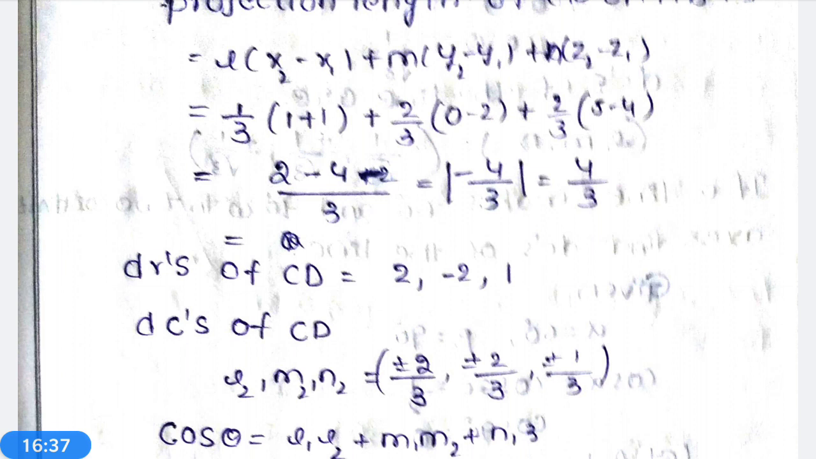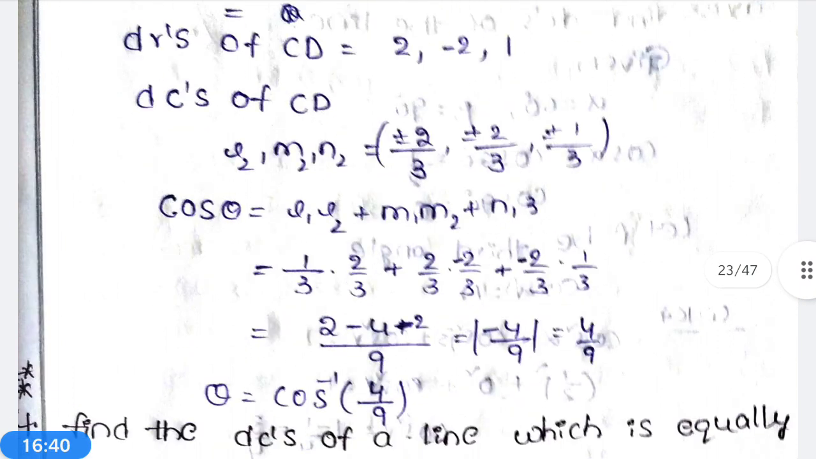Therefore, DCs of CD l2, m2, n2 are equal to 2 by square root of 2 square plus minus 2 square plus 1 square, root 9, 2 by root 9, that is 3. So 2 by 3, comma, minus 2 by 3, comma, 1 by 3.